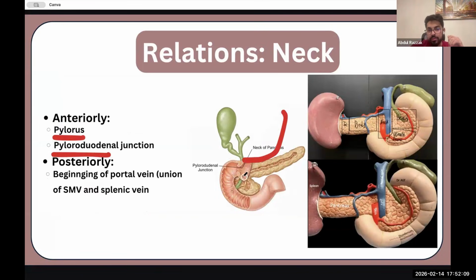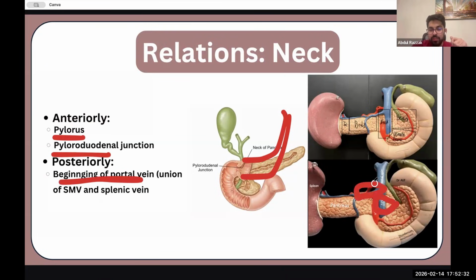You would have the stomach like this, right? In front of the neck of the pancreas, you're gonna have your pylorus and pyloroduodenal junction. And then the rest of the stomach is gonna continue like this, okay? And posteriorly, you're gonna have the beginning of the portal vein, which is made up by the joining of the superior mesenteric vein and the splenic vein.